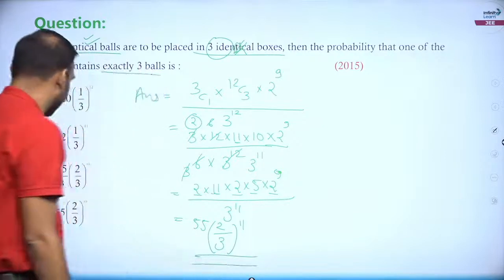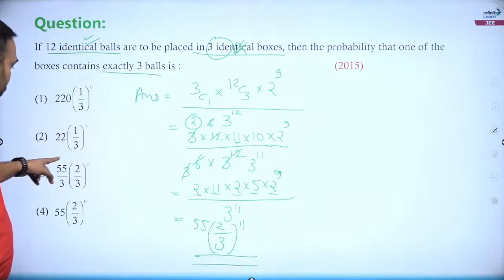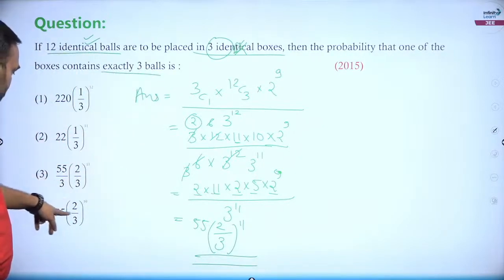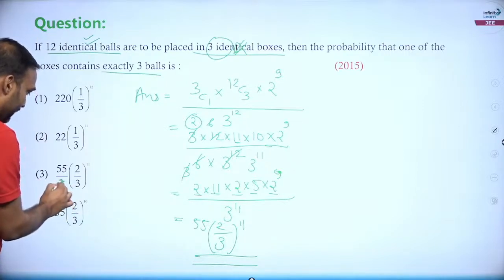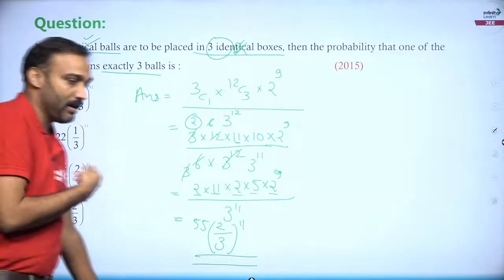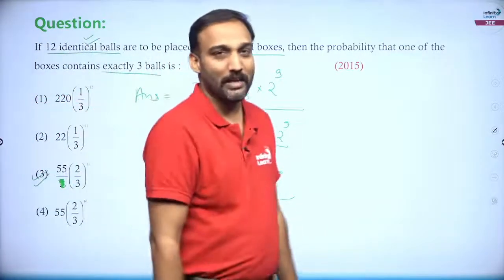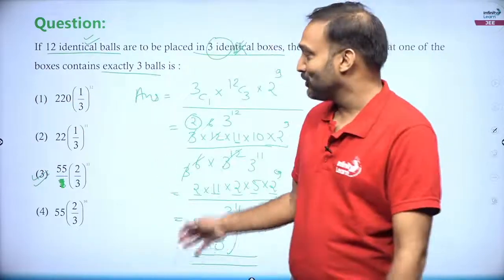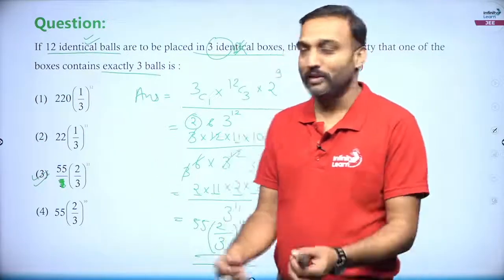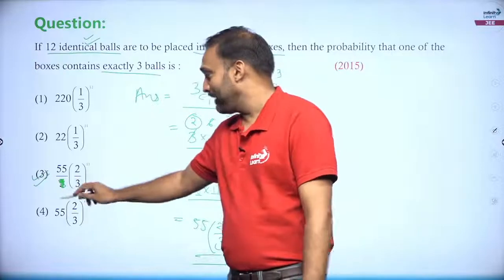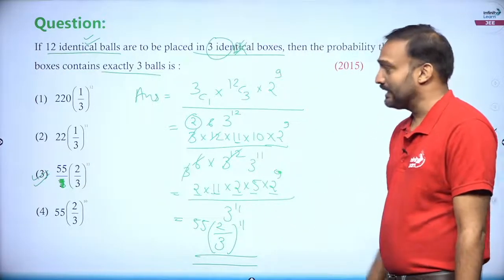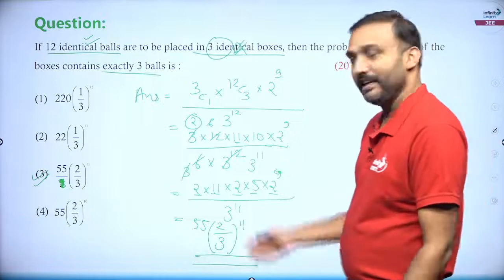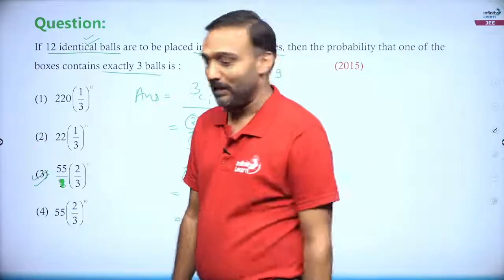Do I see an option like this? 55 into 2 by 3 raised to power 11. Okay, so I think there is a typing error over here. This 3 should not be here, otherwise all 4 options will be incorrect. It shows that we are all human, we do typing errors. So your answer is 55 into (2 by 3) raised to the power 11. Right guys, let us move on to the next example now.